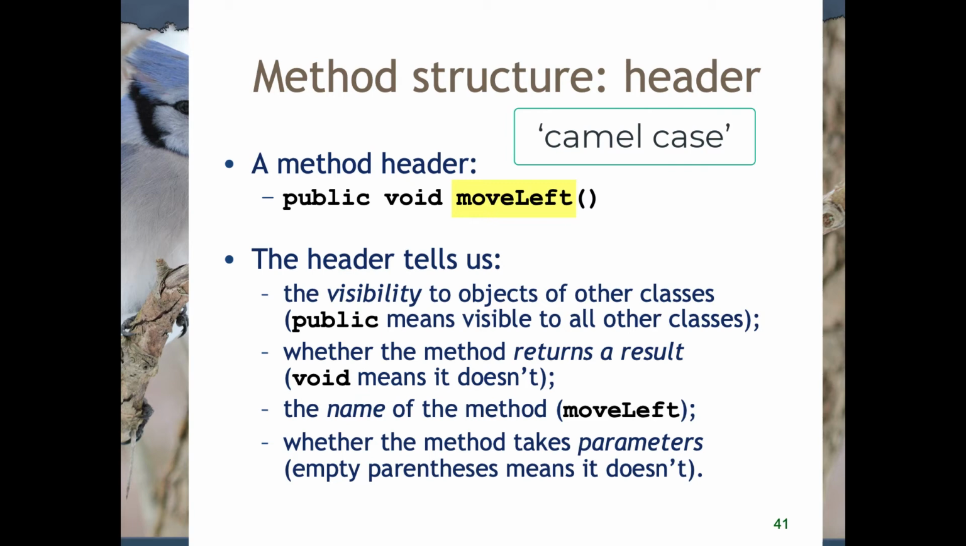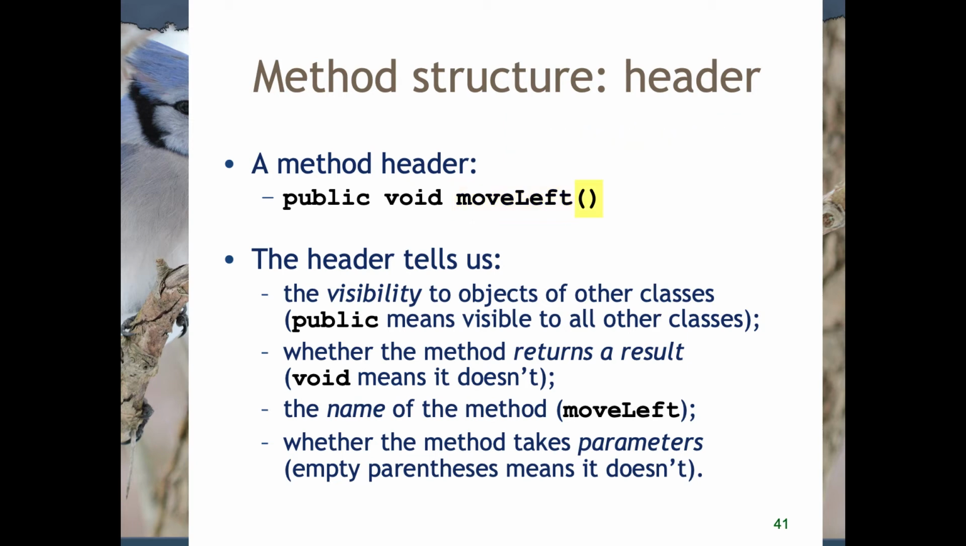The idea is that camels have humps in the middle, and the effect of having uppercase letters embedded in the middle of a method name gives a slightly camel-like look. So we call this camel case. Very common convention used by Java programmers, and I'd encourage you to follow that kind of convention.